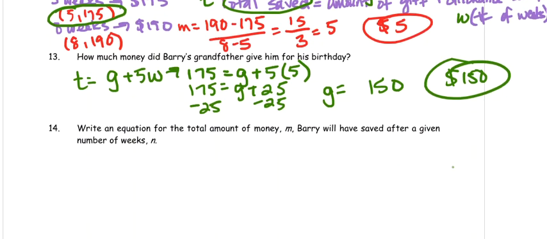Write an equation for the total amount of money. I mean, I did a problem before this. They're just giving you specific variables: write an equation for the total amount of money, M. So we're just going to change our variables to what they say. So M is equal to 150, because that's your y-intercept, plus 5n. And that's your final equation.